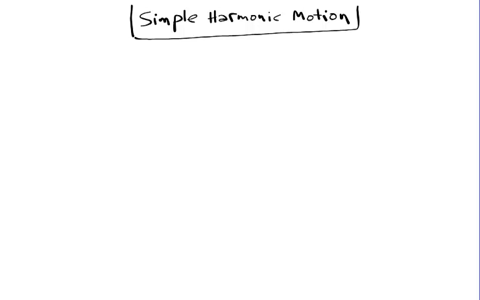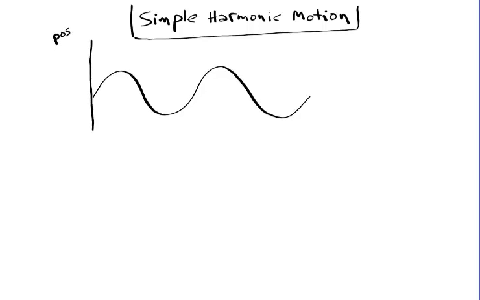Simple harmonic motion is a type of motion that can be represented with a sine wave. And if we were to graph a sine wave and call this axis position, and then make this axis here time, we have now graphed simple harmonic motion. There's a couple physical situations that show simple harmonic motion.